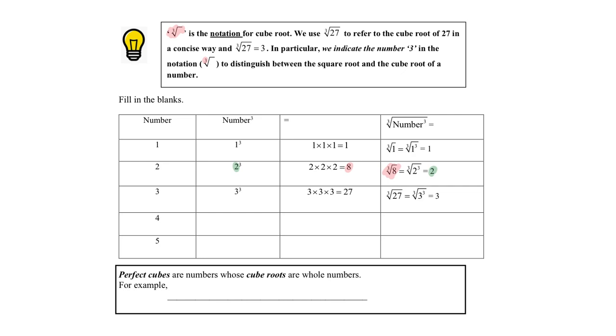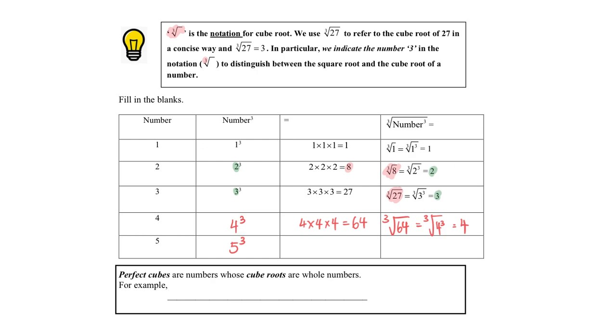3 times 3 times 3 is 27. And if we cube root 27, we will get back 3. So as you can see the pattern, and so 4 cube is 4 times 4 times 4, 3 times. That will give me 64. And if I cube root 64, it means that I'm cube rooting 4 cube. I will get back my 4.